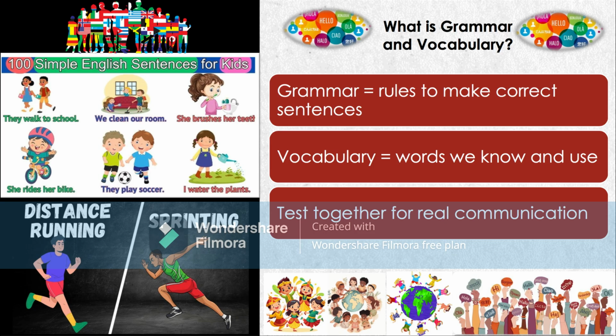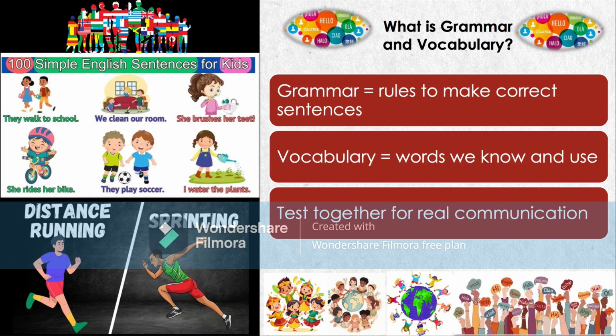Vocabulary is the collection of words we know and use. It includes word meanings, spelling, and pronunciation. For example, run and jog are similar, but sprint means to run very fast. You can think of vocabulary as the building blocks and grammar as the glue that holds them together. We both need to communicate clearly.